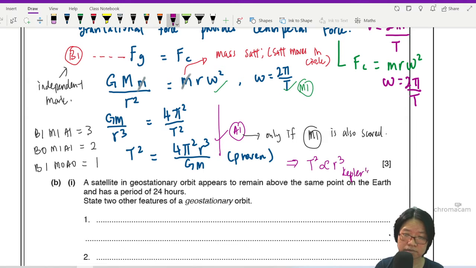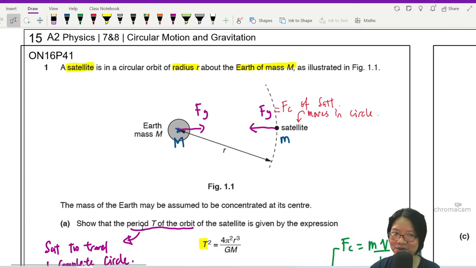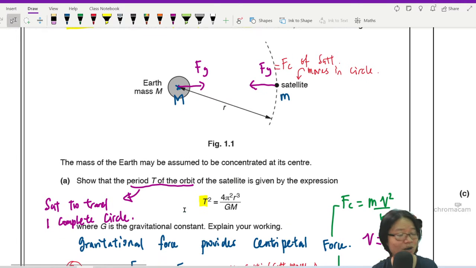Now in the syllabus, you don't need to know the name, but you're already using it, so might as well just introduce it to you. This is Kepler's third law. It has something to do with how planetary objects move in a circle around each other, because this is not the only thing that's traveling in a circular orbit, right? The Earth is also moving in a circle orbiting the Sun.